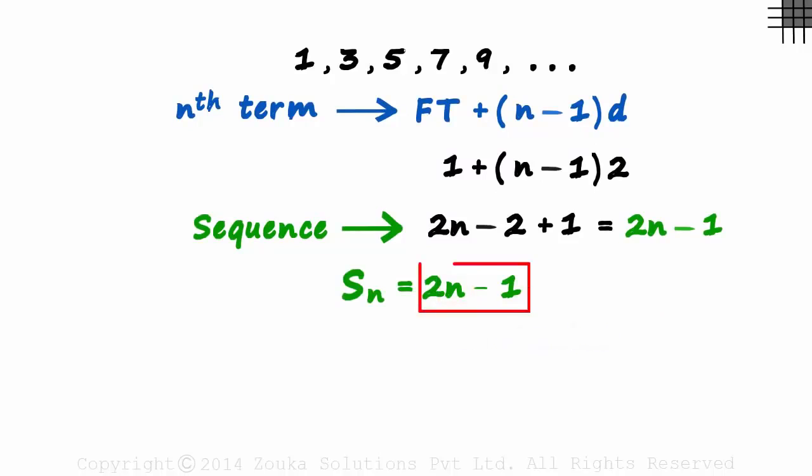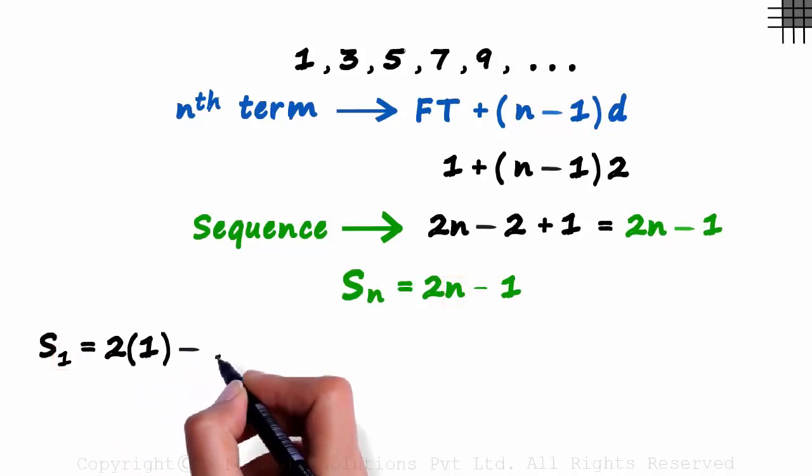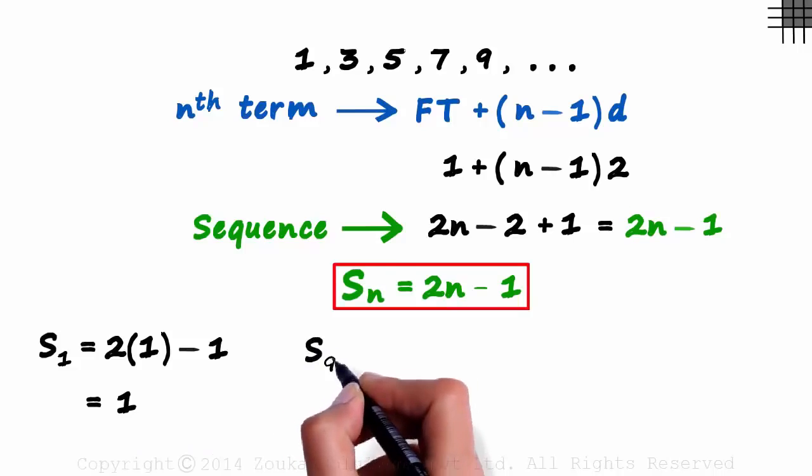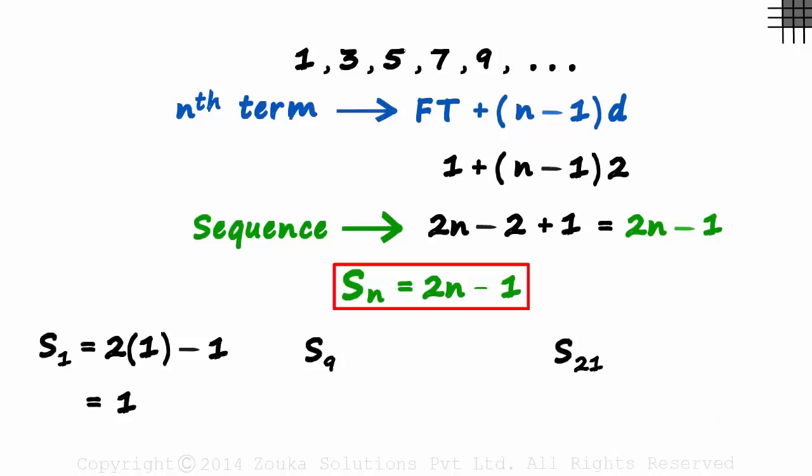If we call this sequence S, the first term of the sequence will be written as S1. To find the first term, all we do is substitute 1 in place of n. We get 2 times 1 minus 1, and 2 minus 1 gives us 1. Now with this formula, try finding the 9th and the 21st term of the sequence.